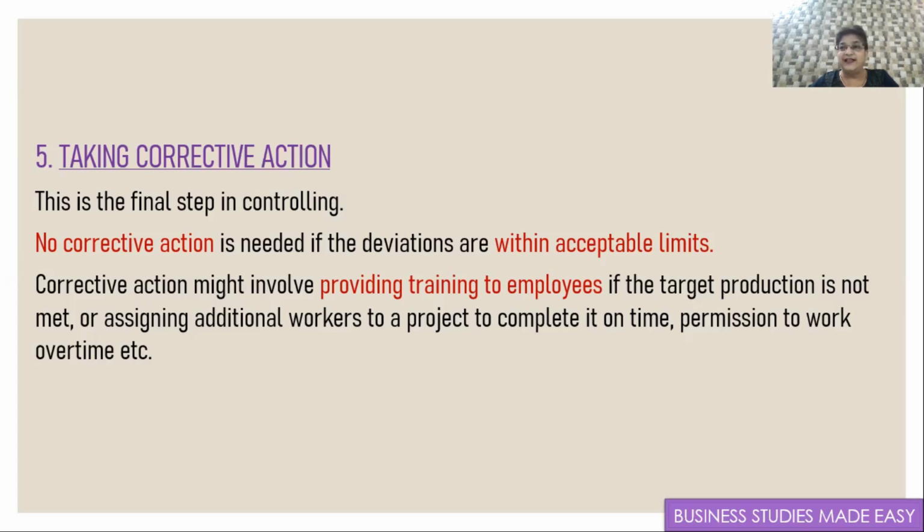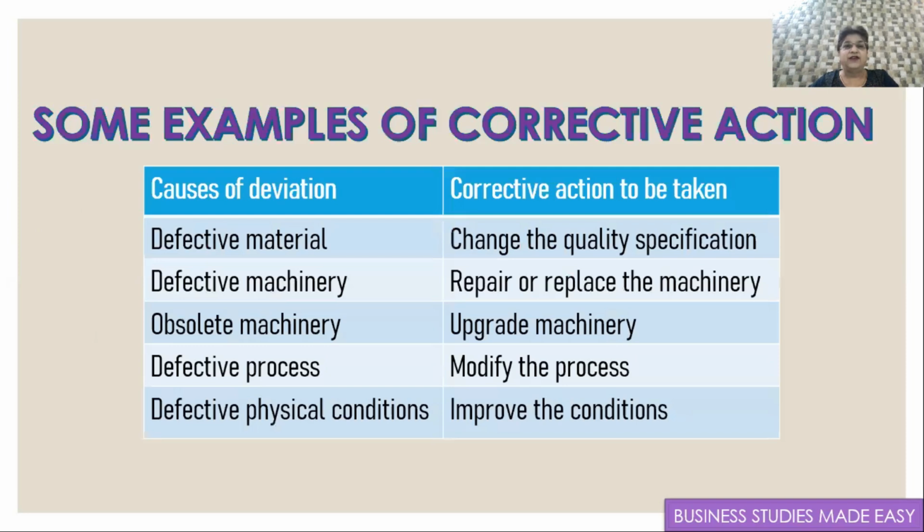So what are the various corrective actions that could be? Maybe you can give training to the employees if he's not able to do, or maybe you can change the standards that have been set, because through controlling we come to know whether the standards that are set are proper or not. So some methods are given here.